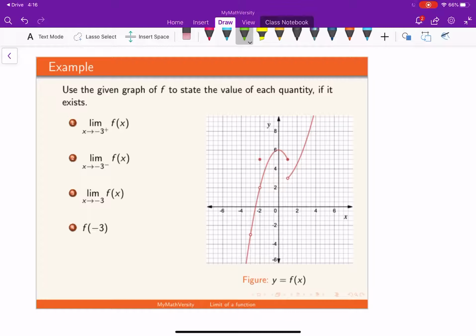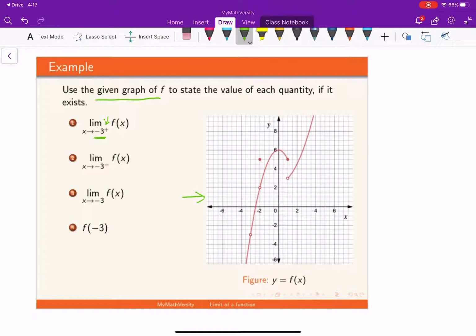We have been given a graph of the function f, and our goal is to use the information in this graph to calculate these quantities. We need to find the limit of the function when x gets closer and closer to -3 from the right side. So the right side limit at -3 we need to figure out. That's what the plus sign in the superscript represents.